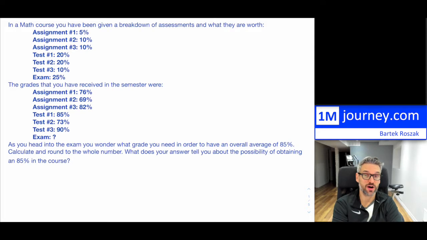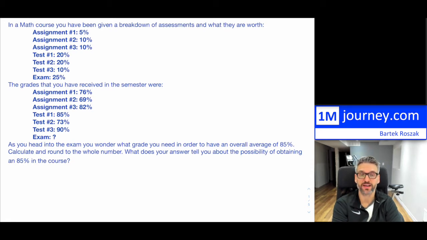So that's a common good question to ask yourself. Like how much do I have to study? How much should I push myself? Is it even possible to try to obtain the grade that I would like to have? So calculate and round to the whole number. Okay, so we'll do that. And then what does your answer tell you about the possibility of obtaining an 85% in the course?